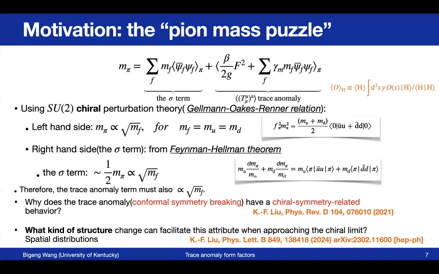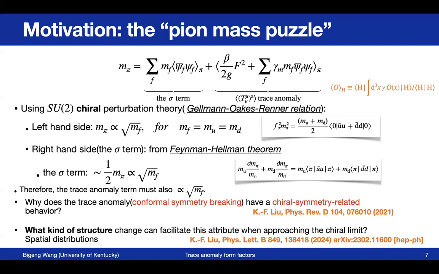Another question associated with this question is, what kind of structure change can facilitate this attribute for the trace anomaly when we're approaching the chiral limit? So the natural thing to think about is if we can look at the spatial distribution of the trace anomaly and how that looks as the quark mass gets smaller and smaller.